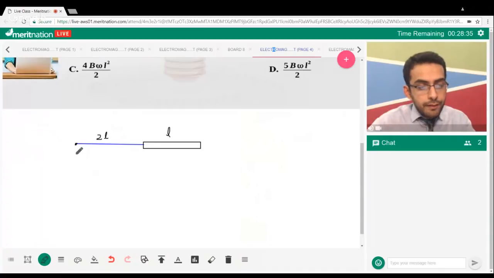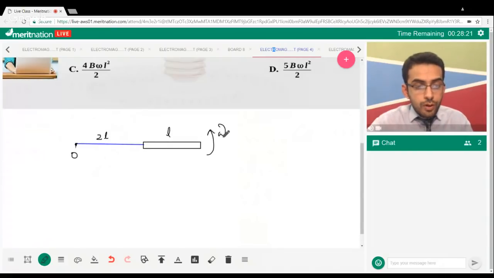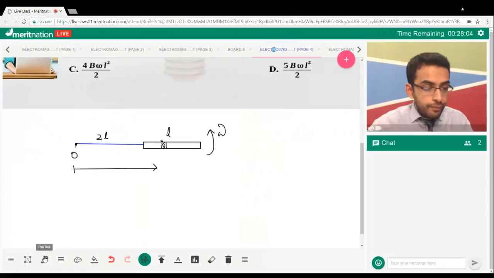Now see, if you take an element from this point, because the conductor and the thread are rotating about point O with omega, again take the element like this, and let us say this time that this distance is x, and the length of the element is dx. What's the velocity of this?